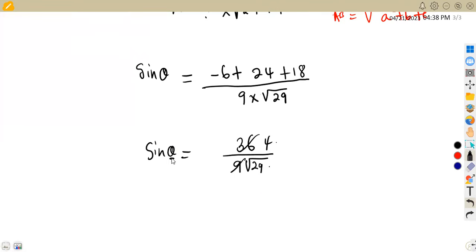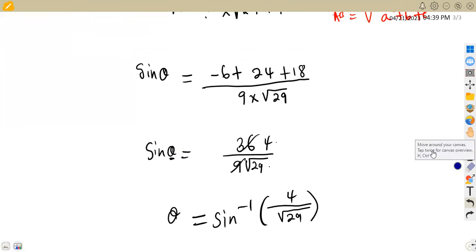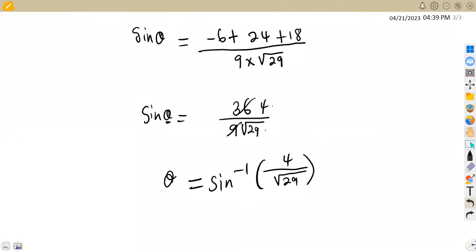So how can we determine the theta? Remember that theta is equivalent to the arc sine of 4 over the square root of 29. So this is what you're going to have. This gives us directly the acute angle, since the trig ratio that we are given is positive, and sine being positive is going to be exactly an acute angle.